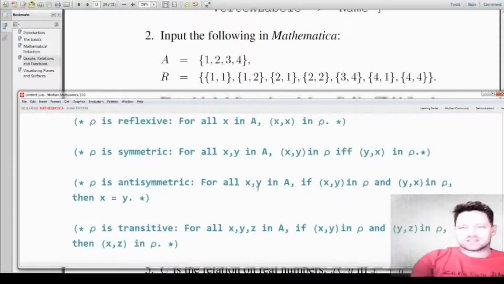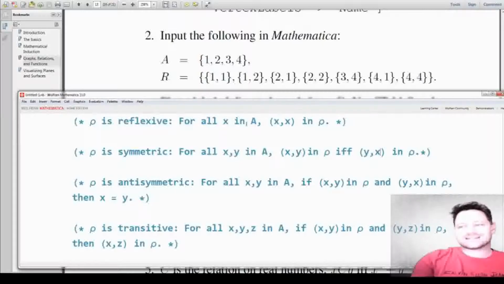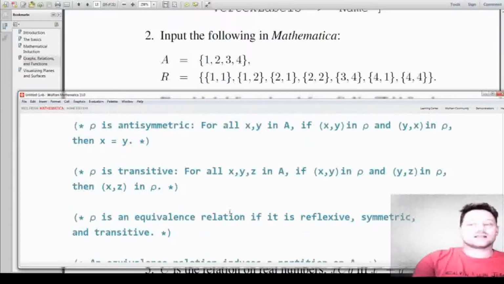Okay, what was symmetric? Symmetric if for all x and y in A, x is related to y if and only if y is related to x. Reflexive: for all x in A, x is related to itself. And transitive is down here: for all x, y, and z in A, if x is related to y and y is related to z, then x is related to z.